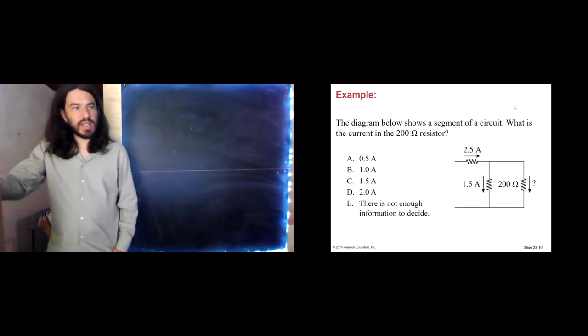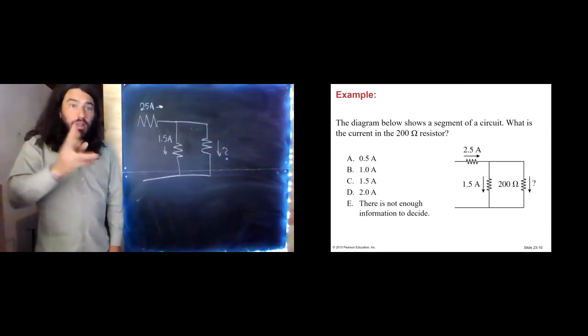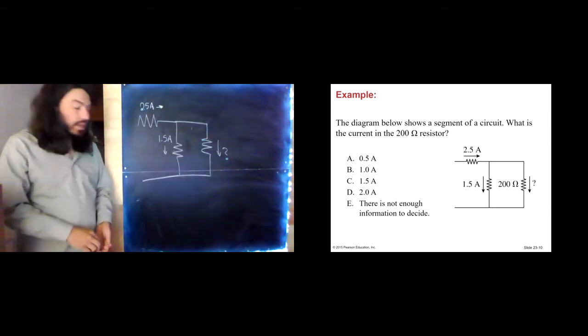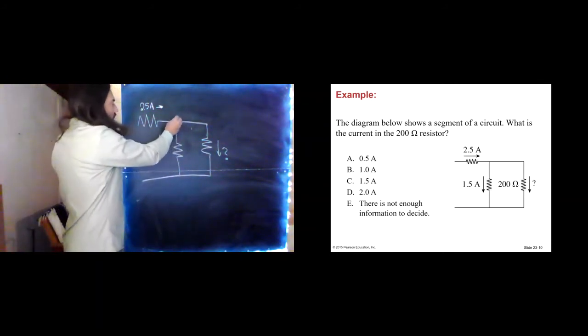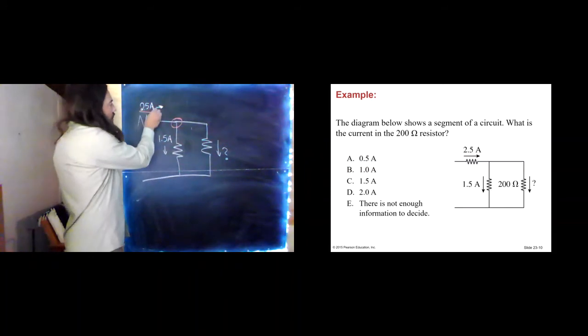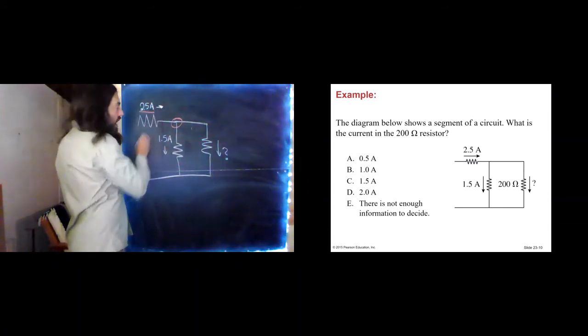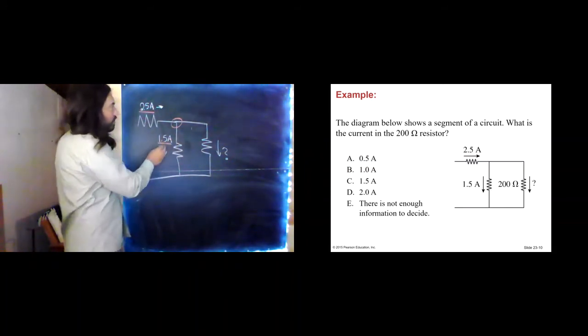Here, the diagram below shows a segment of a circuit. What is the current in the 200 ohm resistor? Why don't you go ahead and pause the video, and I'll see you on the other side. Okay, here's our picture. Where is our junction that we're talking about? Well, let's look at this junction right here. We see that coming into the junction, we have 2.5 amps. Out of the junction, we only have 1.5.